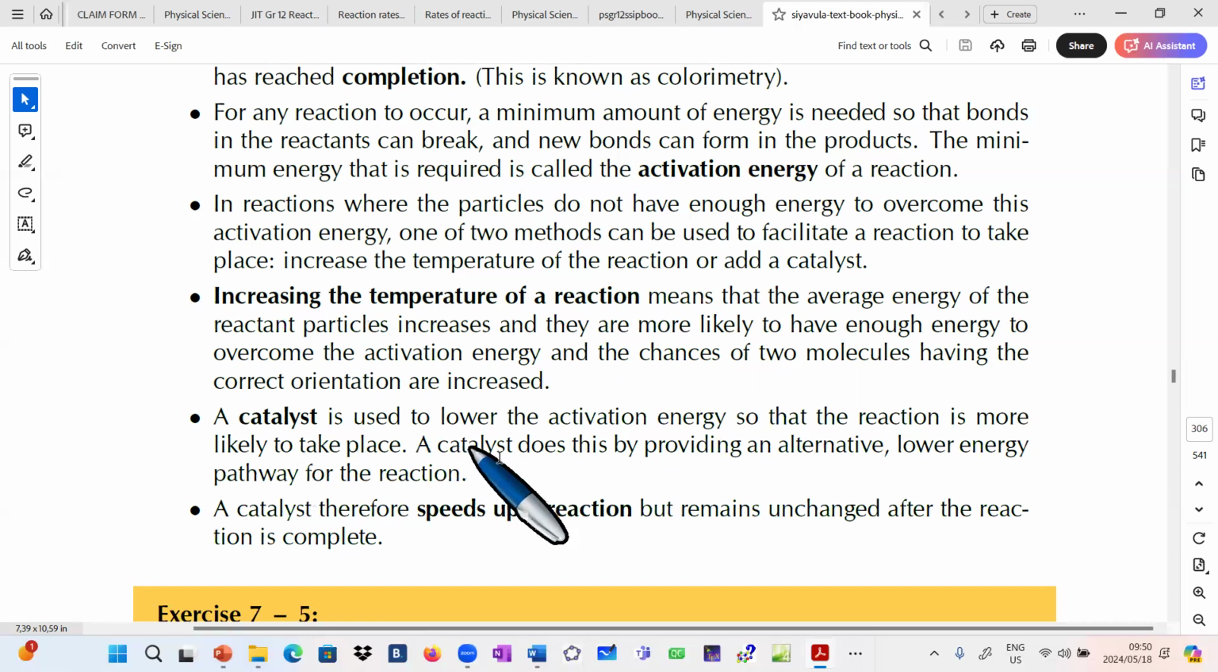A catalyst is used to lower the activation energy so that the reaction is more likely to take place. So in the Boltzmann curve, the catalyst is used to lower the activation energy so that the reaction is more likely to take place. A catalyst does this by providing an alternative lower energy pathway for the reaction. So a catalyst therefore speeds up a reaction but remains unchanged after the reaction is complete.